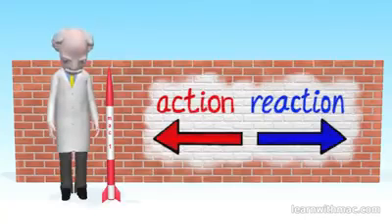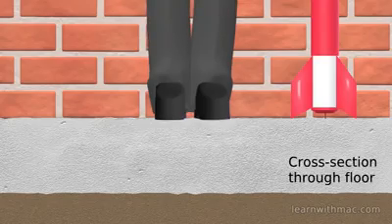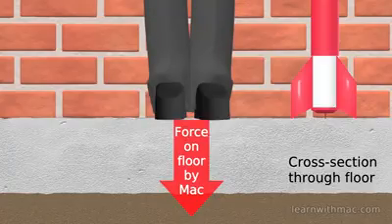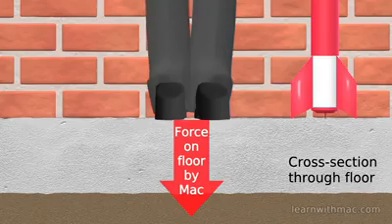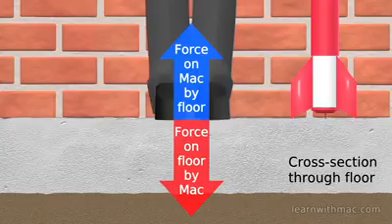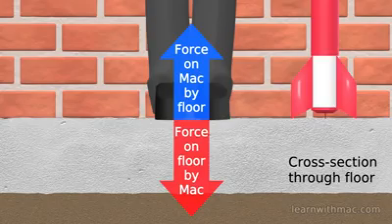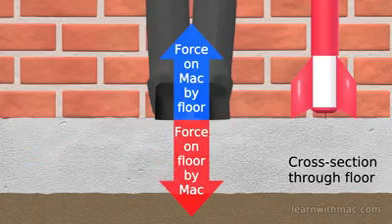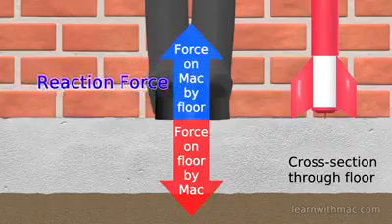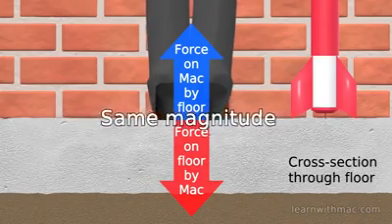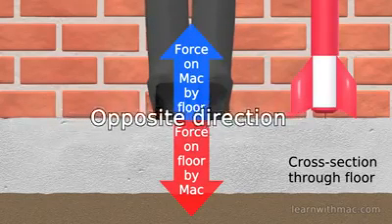First of all, the ability for us to stand on a floor without falling through it. While I'm standing here, I'm applying a force to the floor as a result of my weight. Newton's third law says that as a result of this interaction, the floor will apply an equal force on me in the opposite direction. In this case, we refer to the force I apply to the floor as the action force, and the force applied to me from the floor as the reaction force. The action and reaction forces are precisely the same magnitude, but in the opposite direction to each other.